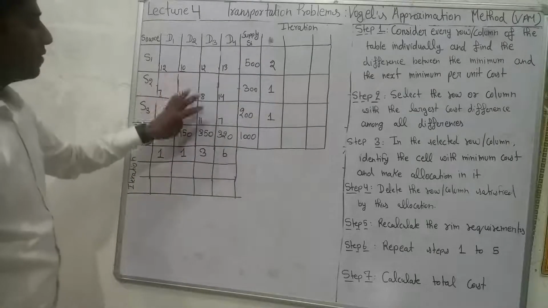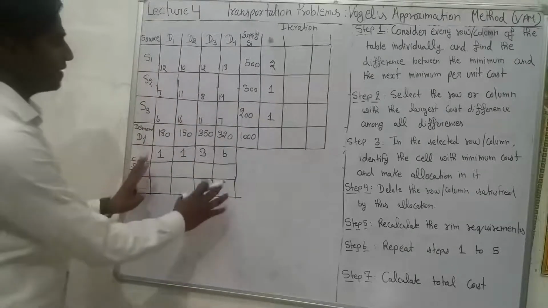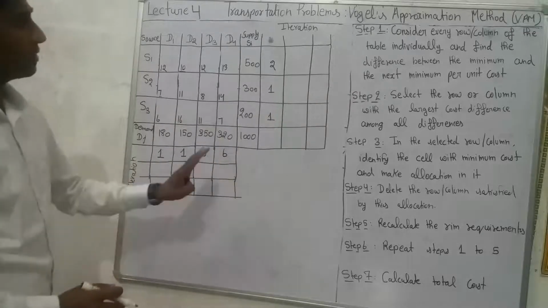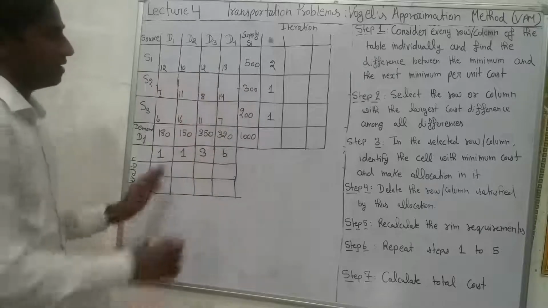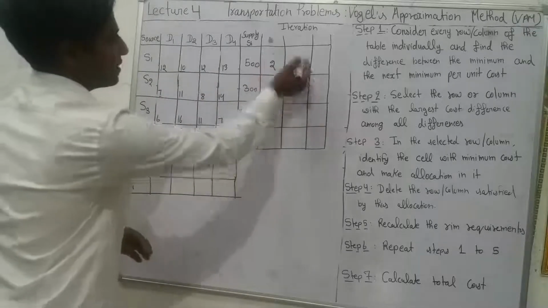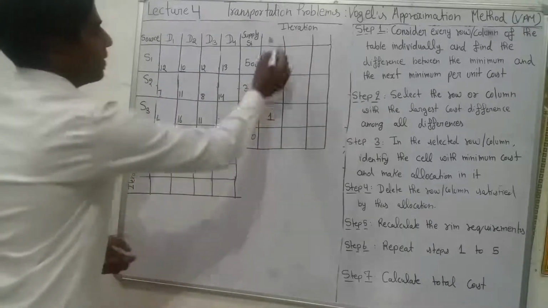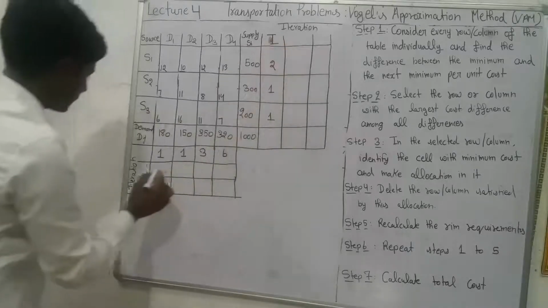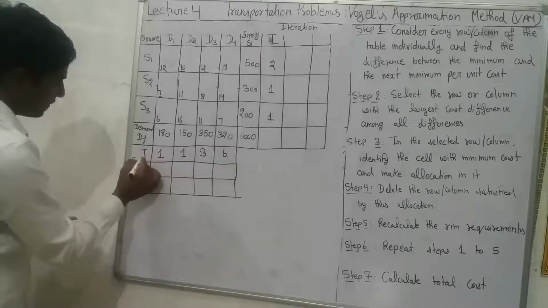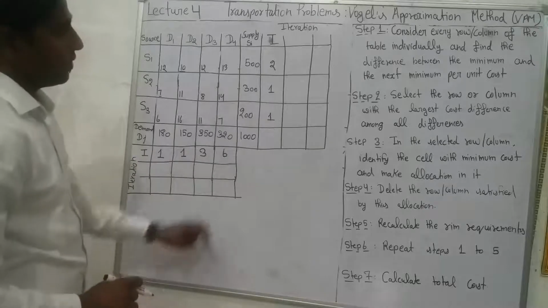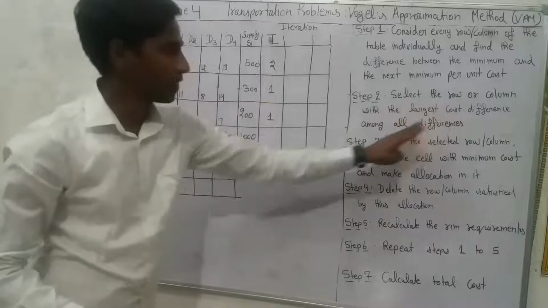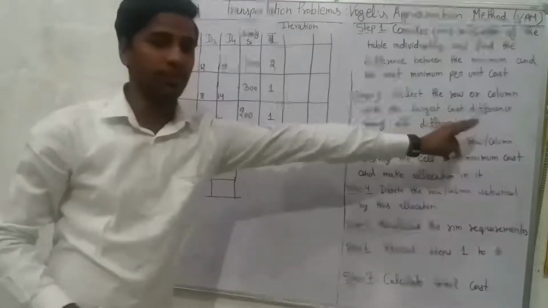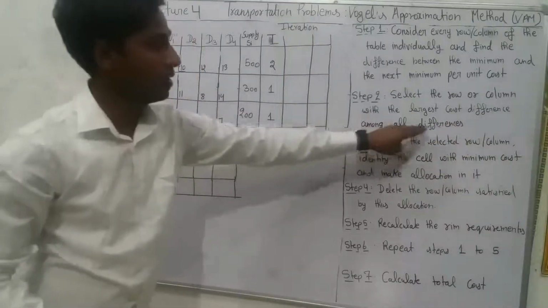So for every row and for every column, we have calculated the cost differences. The step of calculating these differences is known as an iteration. So it is the first iteration. Now, in the next step, what we have to do? Select the row or column with the largest cost difference among all differences.